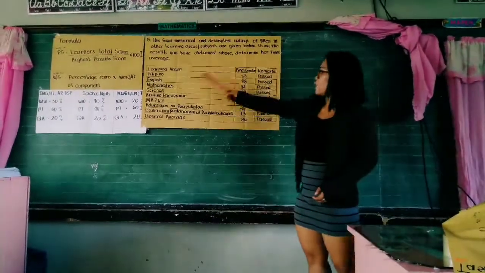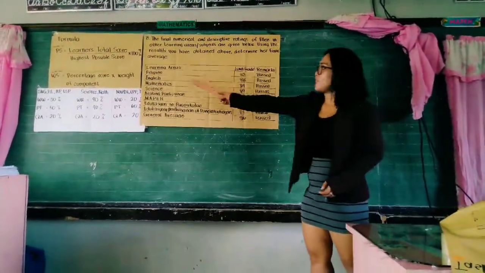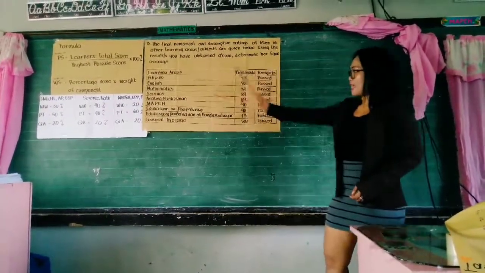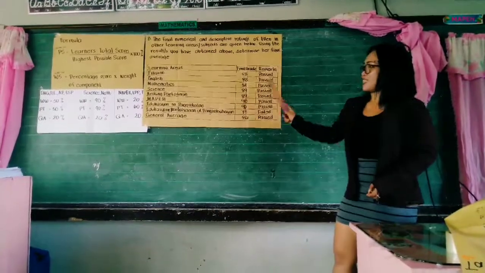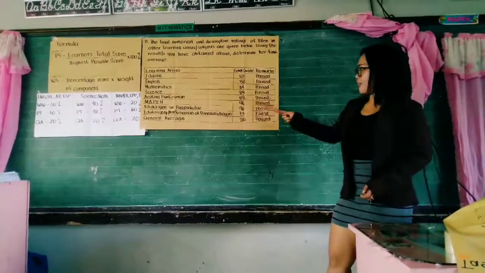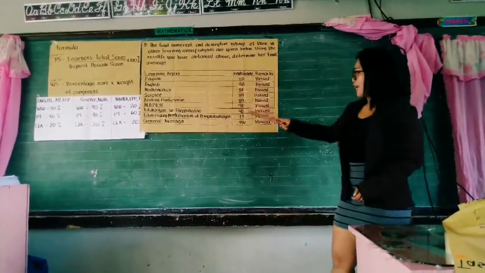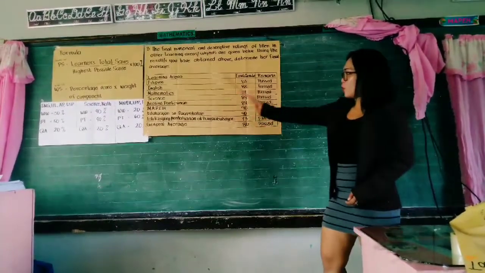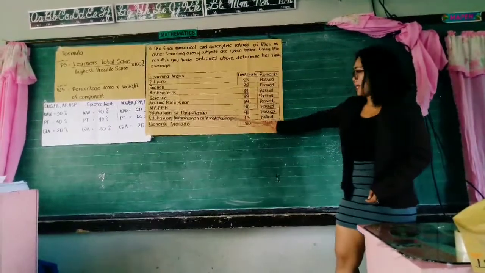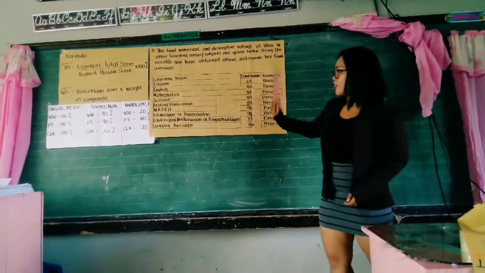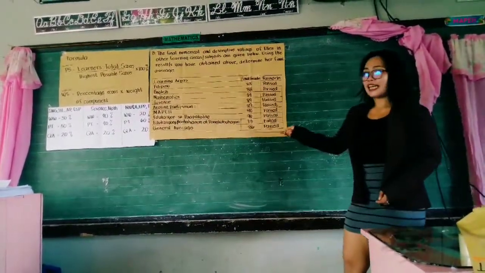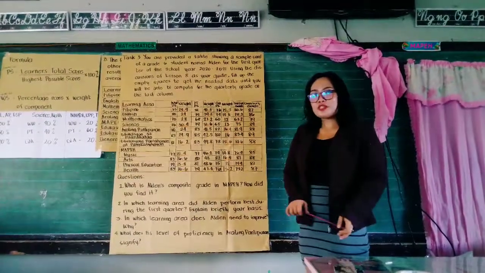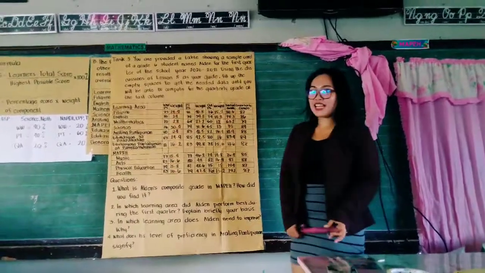For Filipino, 88, passed. English, 88, passed. Mathematics, 84, passed. Science, 89, passed. Araling Panlipunan, 89, passed. MAPEH, 90, passed. Edukasyon sa Pagpapakatao, 90, passed. Edukasyong Pantahanan at Pangkabuhayan, 73, failed. Her general average is 86, passed. And now we will proceed to the last task, Task 3.